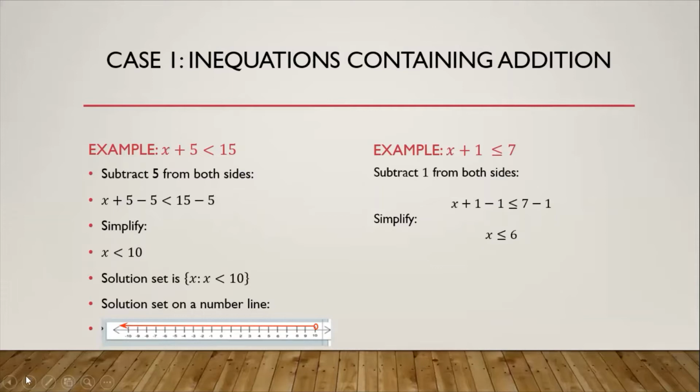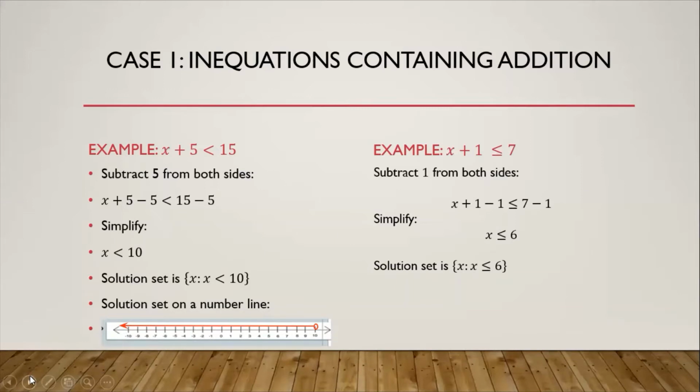And then what we're going to do is to write our solution set. And it's pretty easy using set builder notation. Let me read it for you again. The curly bracket means the set of. These two dots mean such that. And you know that this symbol here means less than or equal to. So if we read it in one go, it would be the set of all x's such that x is less than or equal to 6.